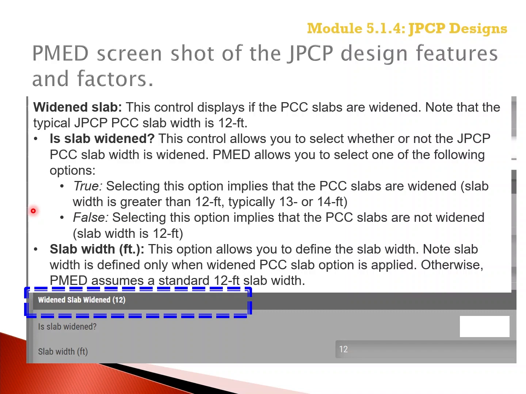However, even if you do not have a widened slab, the user can select a narrower slab, such as 11 feet or so, if there is some special case where we have a narrower slab width than the default value.